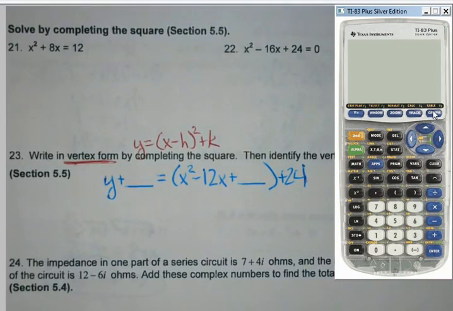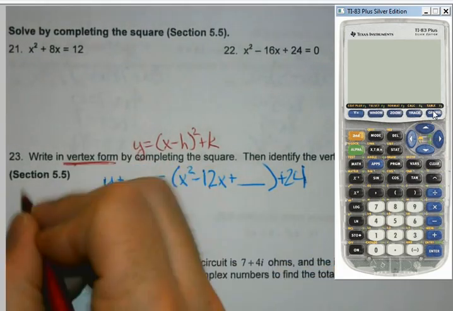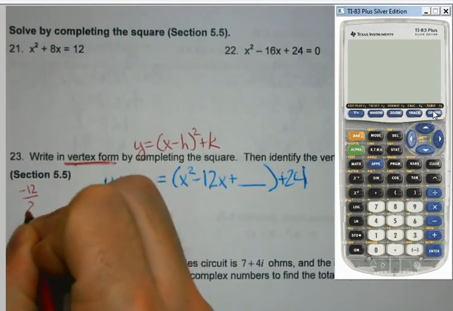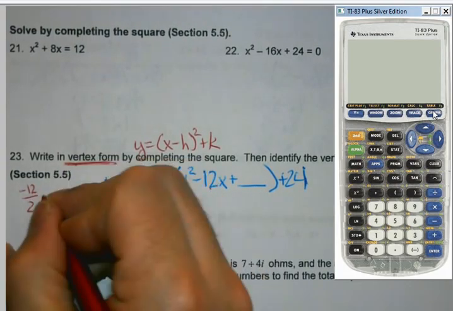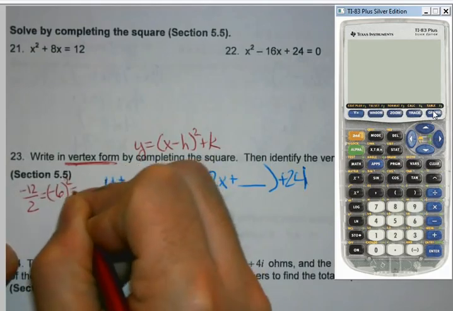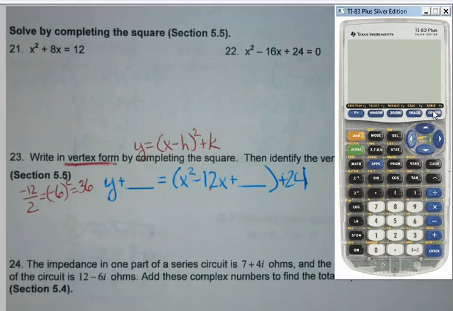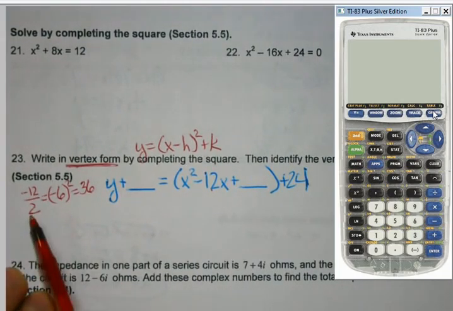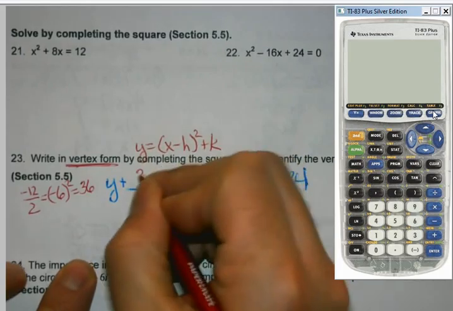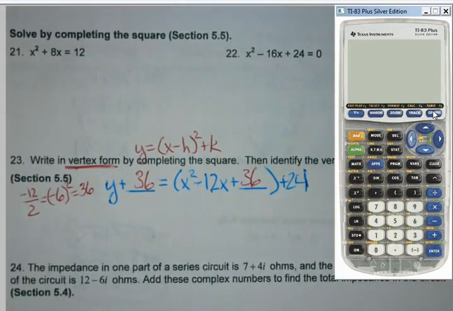But once I get it to this point, it does set up just like completing the square. I have to take my b, divide it by 2, simplify that, and then square it. So just like it was in the song: half b, square half b, add it here, add it there. Okay, that's enough of the song.